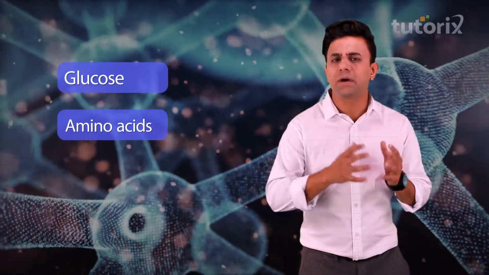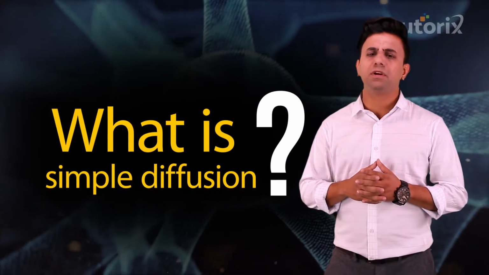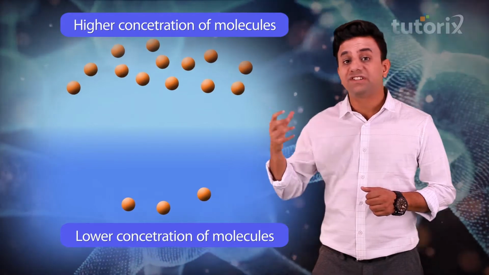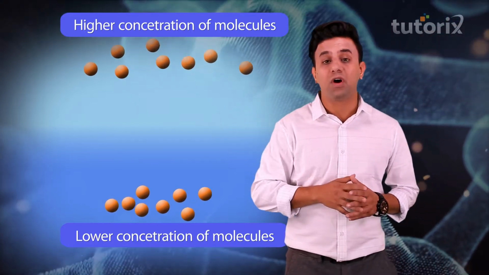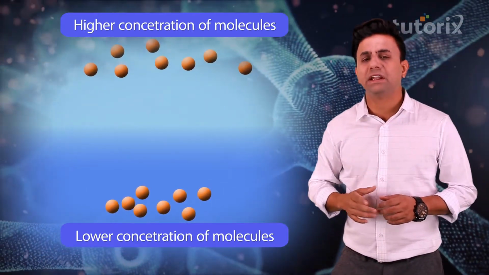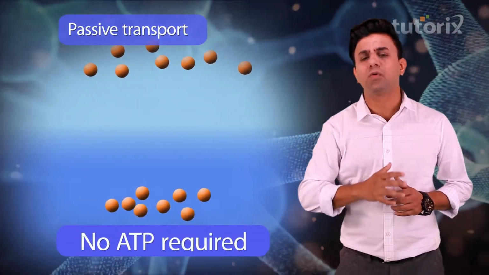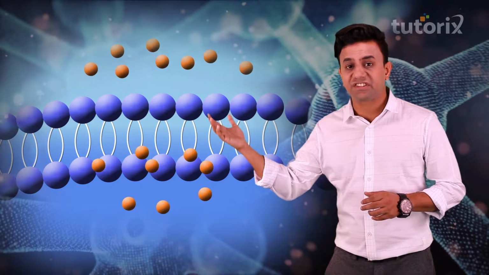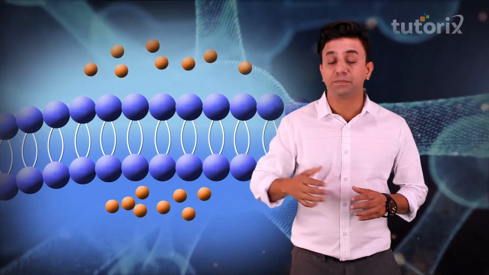A small amount of monosaccharides like glucose, amino acids, and some electrolytes like chlorine ions are absorbed by simple diffusion. Well, what is simple diffusion? Friends, we all know that simple diffusion is the process by which substances move from their region of higher concentration to their region of lower concentration. And let me tell you once again that this simple diffusion is a passive transport mechanism, that is, it does not require ATP. Hence we see that these molecules have moved across, that is, they have been absorbed into blood circulation by this passive mechanism of diffusion.